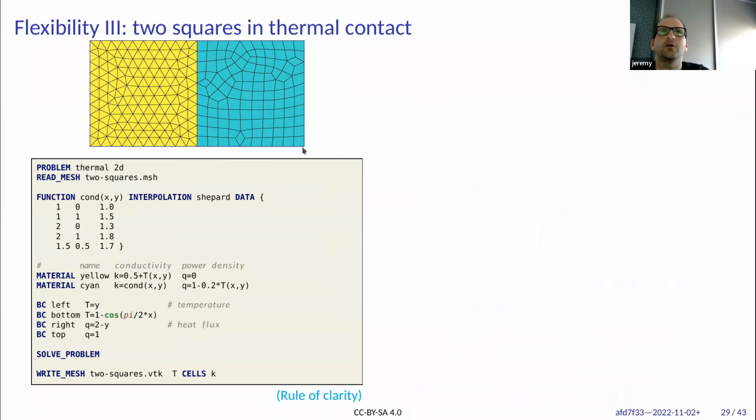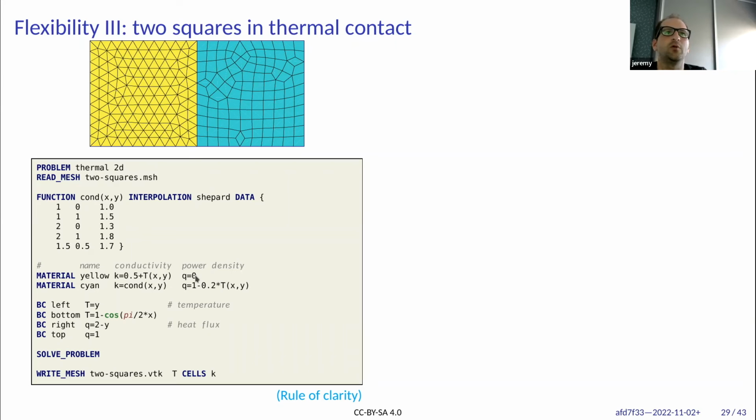But this is another example. Finally, more flexibility. We are going to solve a 2-dimensional problem where we have this mesh of 2 squares which are in contact. We're going to solve a thermal problem. Here, you can see that this square has triangles, this square has quadrangles. The material named yellow will have a conductivity that depends on temperature. The other material has a conductivity that depends on space according to this function. And this function is given as x, y, and conductivity without any topology there. So it is scattered data that will be interpolated at the locations where we need the conductivity.